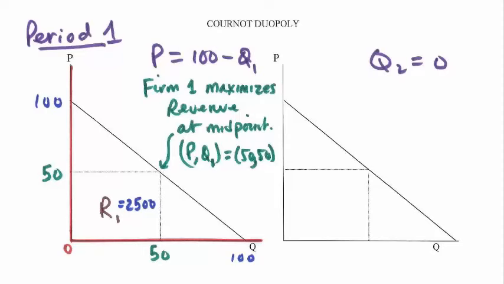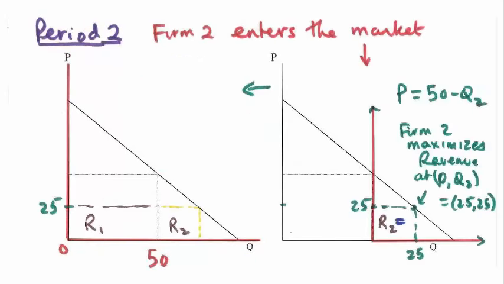So we assume that firm 1 is the only firm present in period 1, and it maximizes revenue at R equals 2,500, which is at the midpoint of the linear demand curve. In period 2, firm 2 sees firm 1's profits and decides to enter the market because it has the right to. It will then view the unmet demand as its market segment. So with the first 50 customers satisfied, firm 2 looks at the second set of customers and asks, how can I maximize my revenue, given that there are 50 customers whose demand is yet unmet?